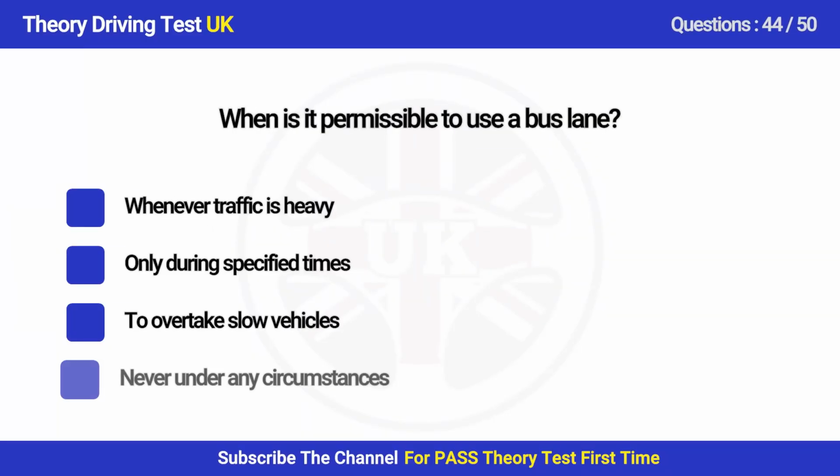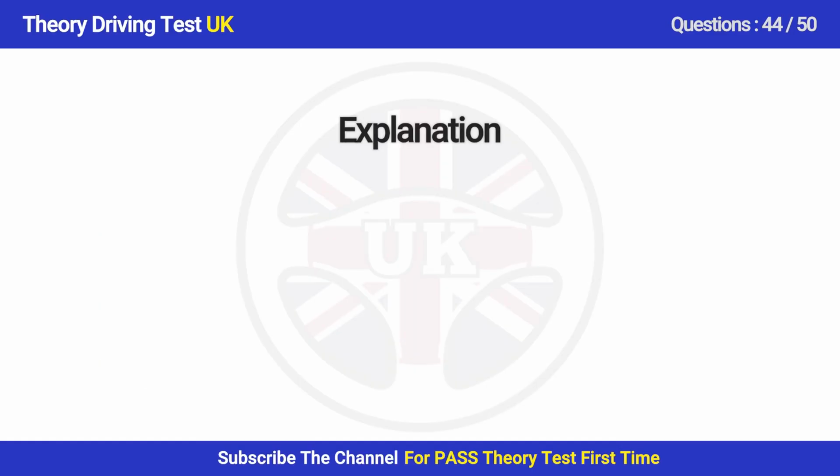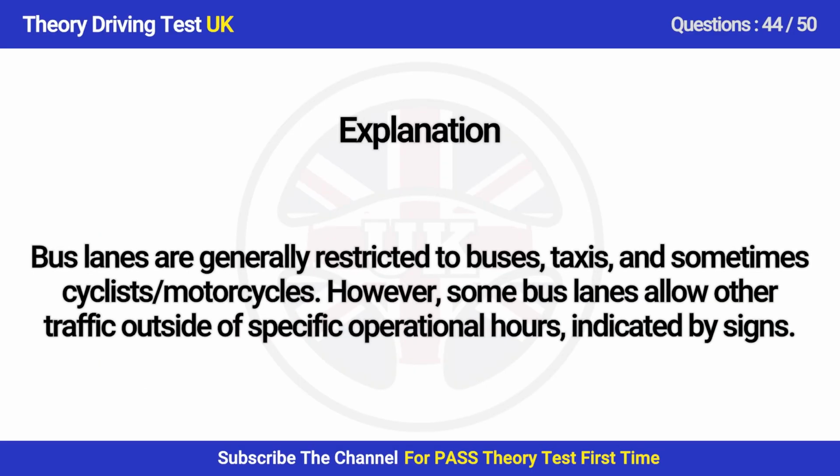Question 44. When is it permissible to use a bus lane? A. Whenever traffic is heavy. B. Only during permitted times. C. To overtake slow vehicles. D. Never under any circumstances. Answer is B. Only during permitted times. Bus lanes are generally restricted to buses, taxis, and sometimes cyclists. However, some bus lanes allow other traffic outside of specific operational hours indicated by signs.